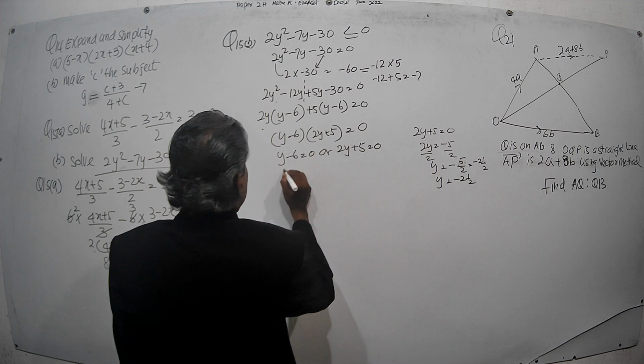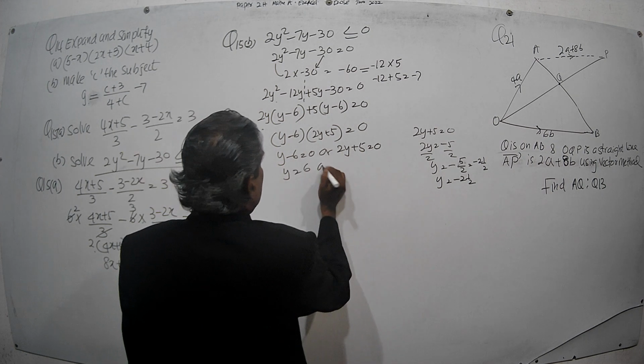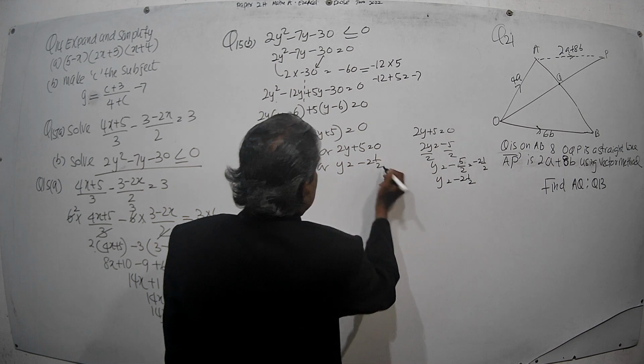Then here y equals how much? Take minus 6 to the other side, becomes 6. So y equals 6. And this one, y equals how much? Minus 2 and a half.